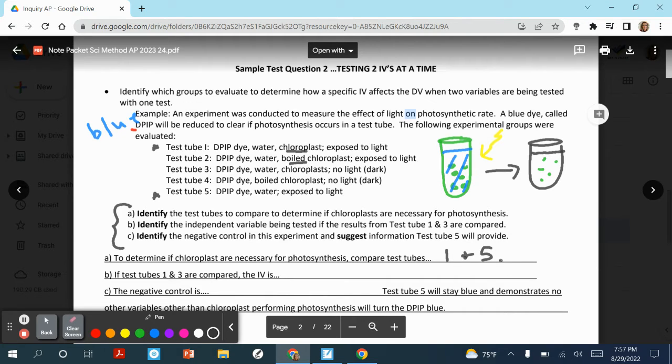If you just listed A and then you wrote 1 and 5, you would get 0 points. You must write a complete sentence. Let's take a look at the next one.